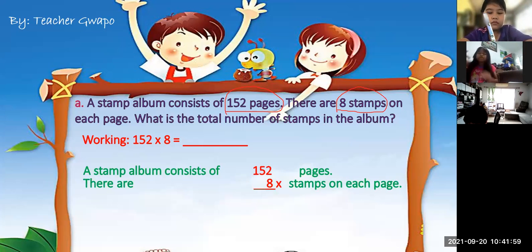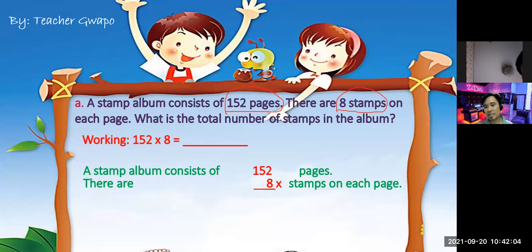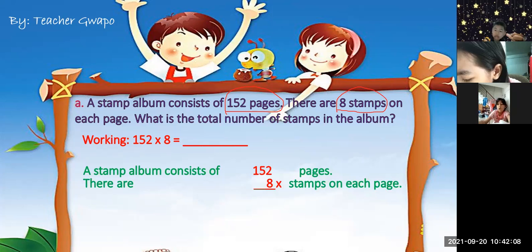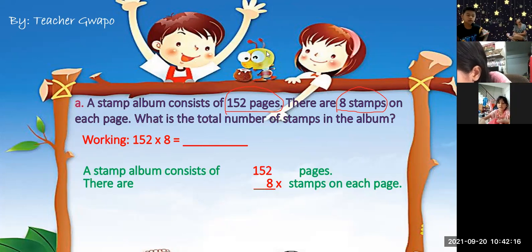How many stamps on each page? 8 stamps. And then after you write it there, you will write the total, because we will find the total. What are we going to find here? We need to find the total number of stamps. This is the thing that we need to find here.